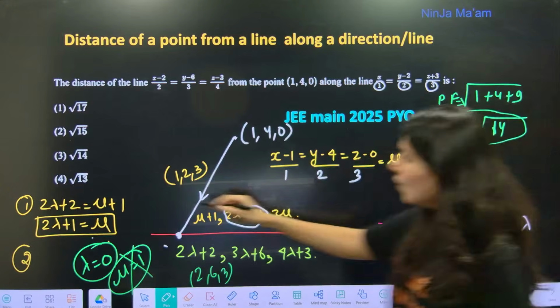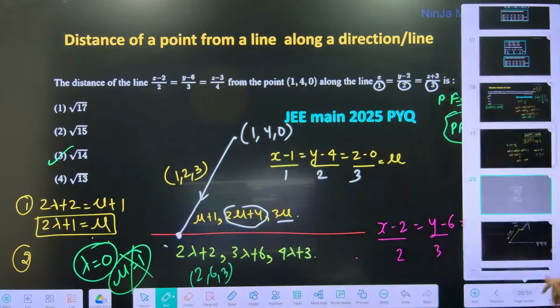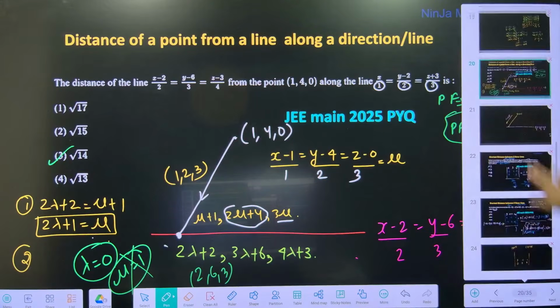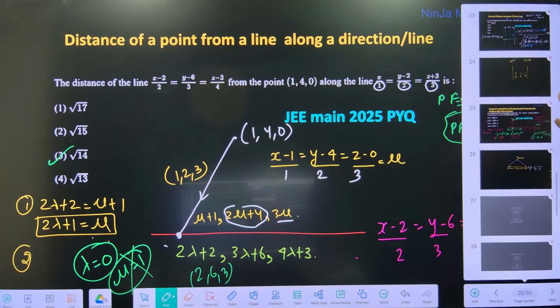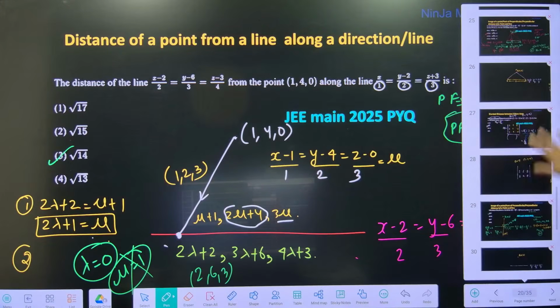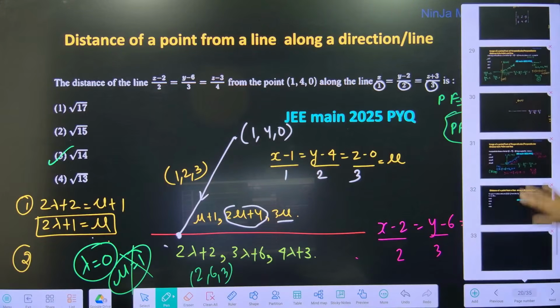Root 14, option C. Okay. One more question we'll do so that the calculation part will get sorted for us. So let me find that question. Are we having that question?